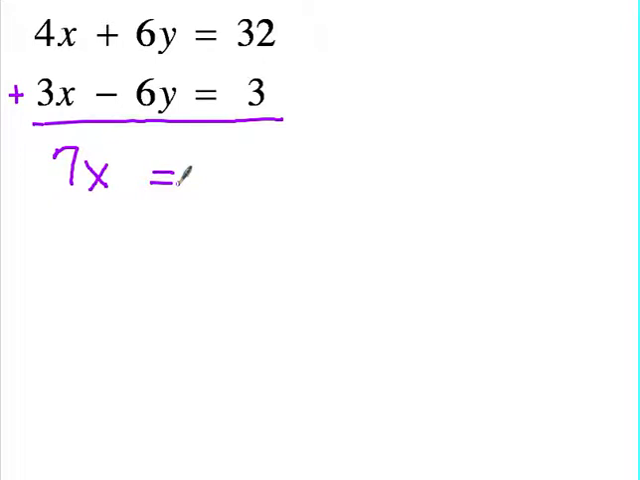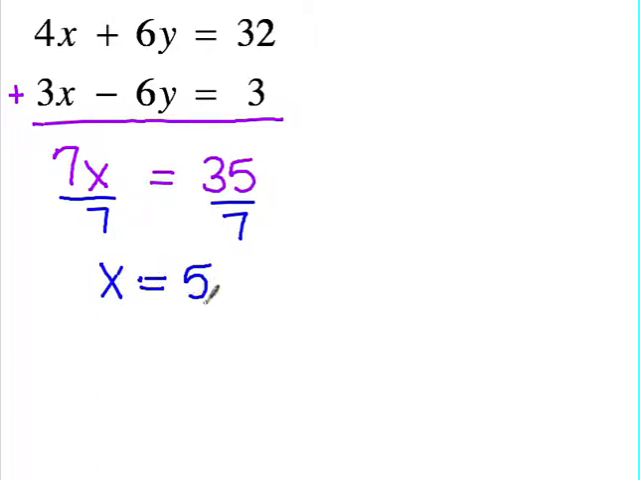What is 32 plus 3? 35. So now I've only got one variable left. I'm going to go ahead and solve that. Could you subtract them too? No, we don't want to subtract right now. Okay, so then what am I going to do here? Divide by 7. So what happens on the left side here? 7 cancels out. Yep, and I get x equals 5.